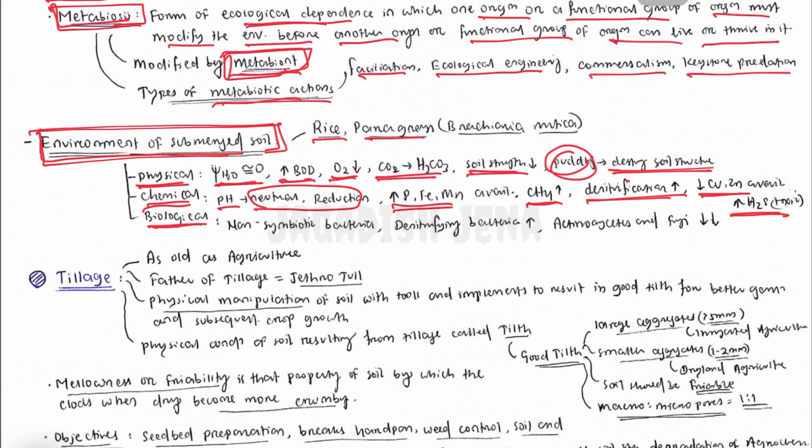Then what are the biological changes if the soil is submerged? Non-symbiotic bacteria population will increase, denitrifying bacteria population will increase, and actinomycetes and fungal population will decrease. So these are some of the changes in the soil environment if the soil is submerged.